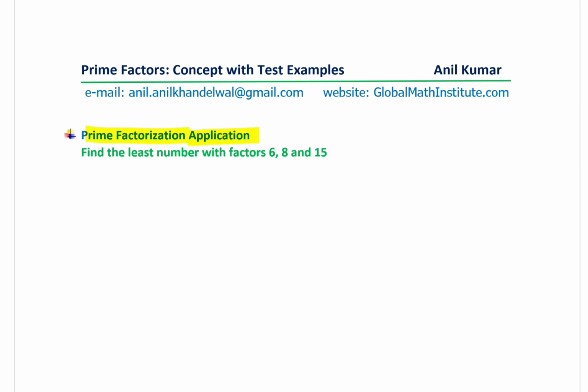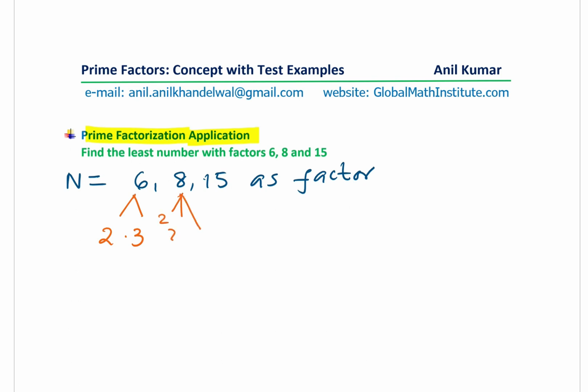The question is, find the least number with factors 6, 8, and 15. So we have to find the least number n which has 6, 8, and 15 as factors. That is the question. How do we get that? What we will do here is write these as their prime factors. 6 could be written as 2 times 3. 8 could be written as 2 times 2 times 2, and 15 can be written as 3 times 5.